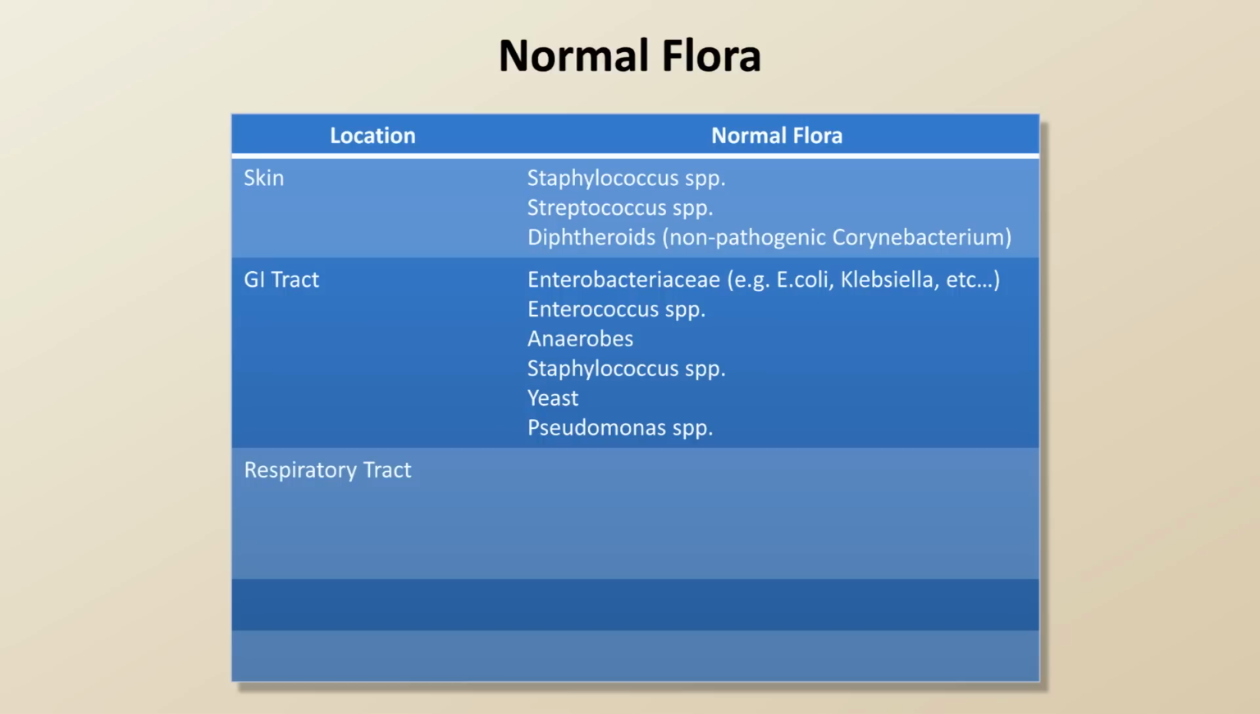Within the respiratory tract, various staph and strep species are common, as is Neisseria meningitidis. That's right, the bacteria responsible for meningitis outbreaks. Yeast is also common in the respiratory tract.